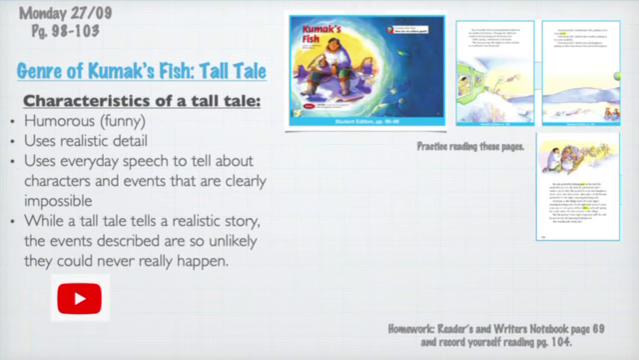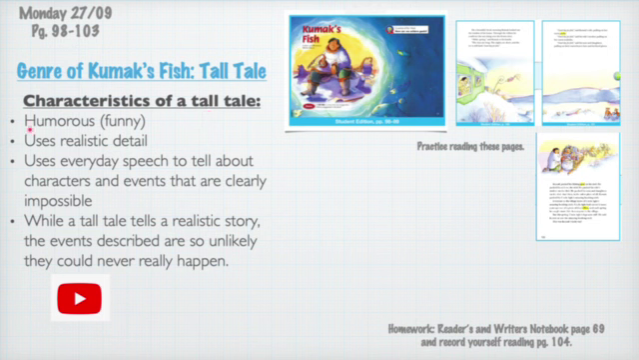Today we started reading Kumak's Fish in Reading Street, page 98. First we discussed what genre Kumak's Fish is. The genre of Kumak's Fish is a tall tale. Now, what is a tall tale? What are the characteristics of a tall tale?